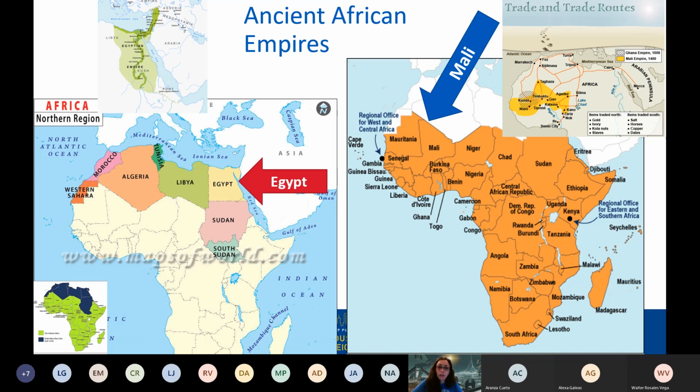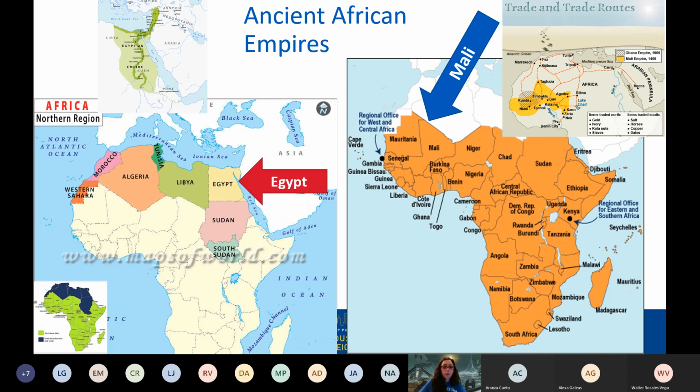In sub-Saharan Africa, Mali is our anchor state. And Mali also was the site of a rich and fascinating empire and the heartland of an amazing trade network that we will also study in this class. I don't know if it's this year or next year, but we will get to it. Mali is a little bit harder to find, so make note of where it is.